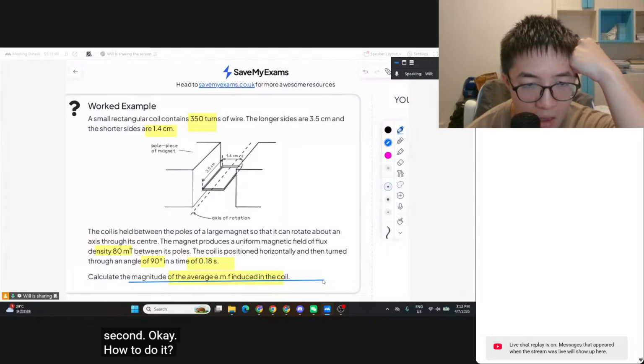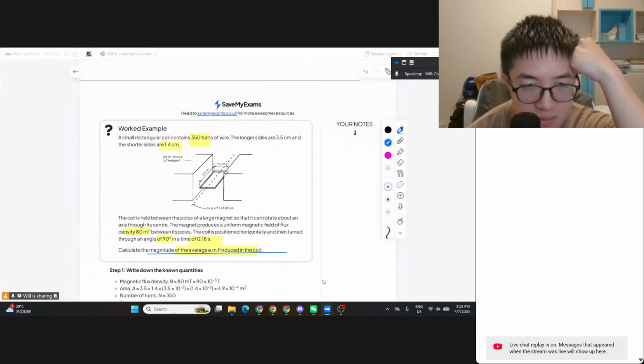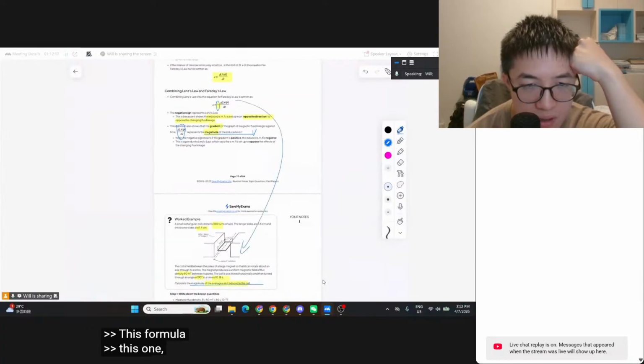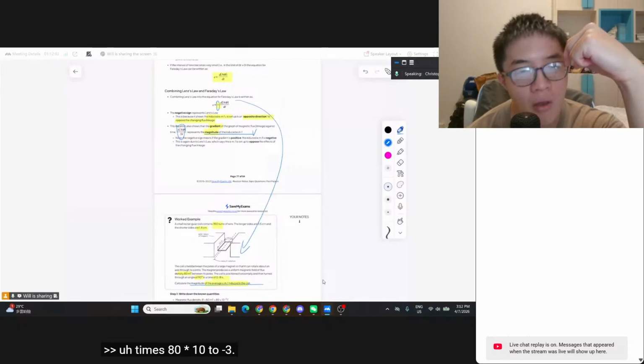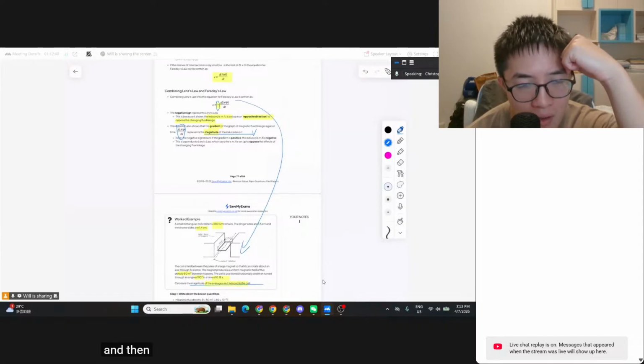How to do it? Which formula do we use? Use the magnetic flux formula first. This is the formula. So how do we compute it? Find the magnetic flux first. So, 0.035 times 0.014 times 80 times 10 to the negative 3, and then times 350.